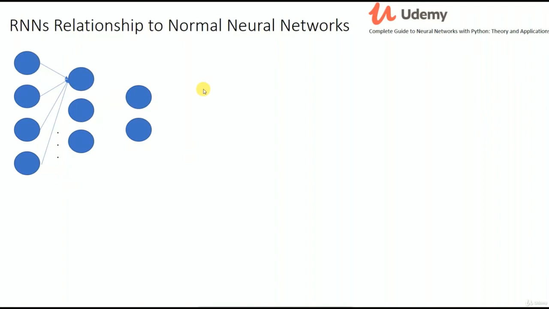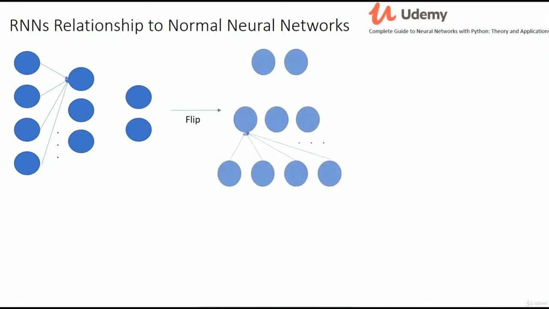Now, what we're going to do is take this neural network and flip it. Take this whole thing. This is just for visualization of an RNN. This is what I want you to get: I want you to visualize the relationship between the normal neural network and the recurrent neural network. So if you take this and you flip it, then this is what you get, right?